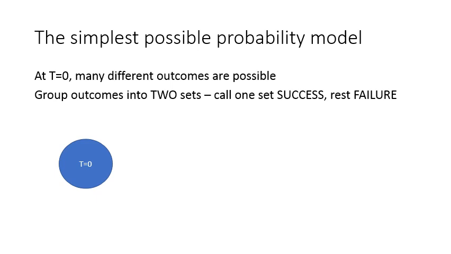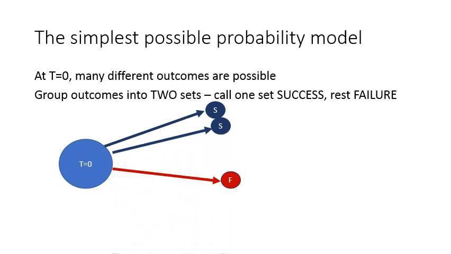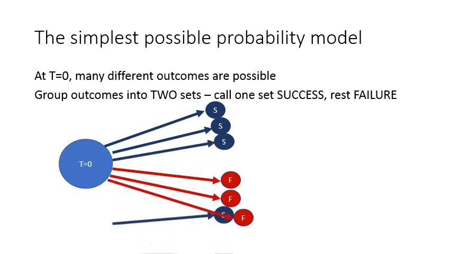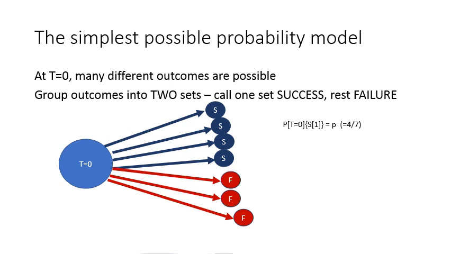So we describe it by saying that at time 0, many different outcomes can emerge at time 1. So we group these outcomes into two sets. Call one of these sets success and all others failure. So now there are only two outcomes. Actually, there are lots of outcomes, but they are merged into two. See, we have a few successes and one failure, another failure, more successes, more failures, more successes. So this is lots of events, but when we group them, then we end up with only two events.